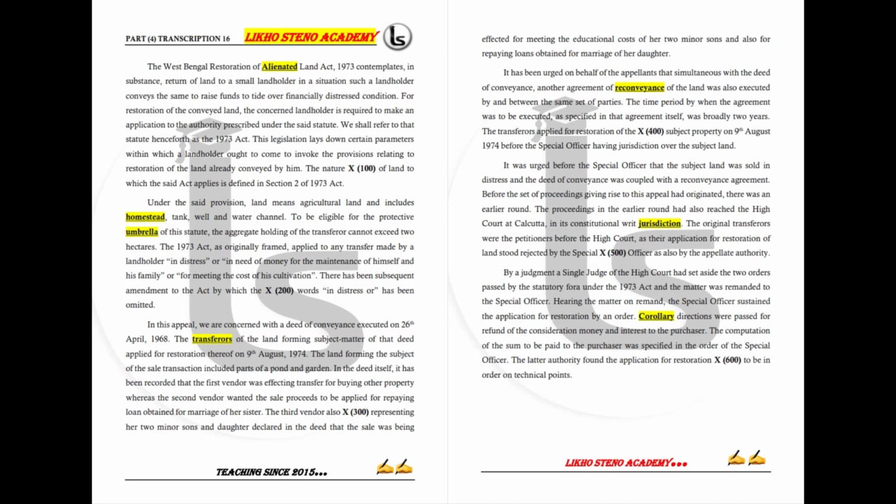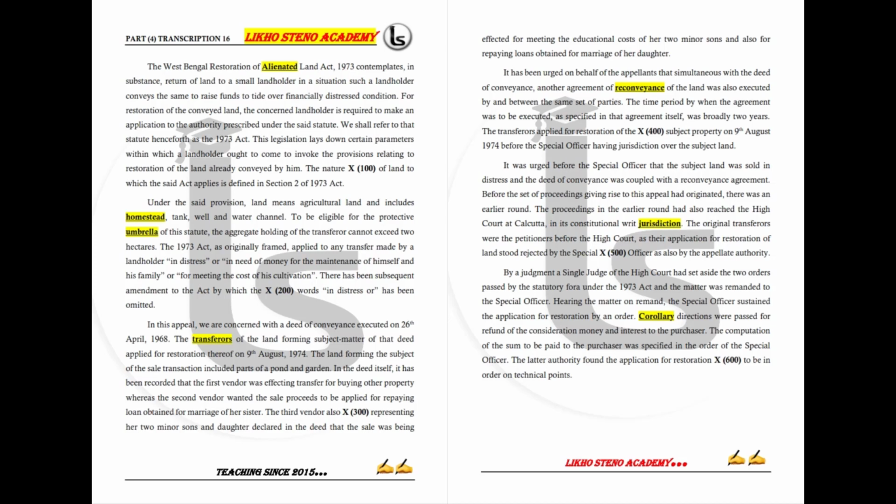The land forming the subject of the sale transaction included parts of a pond and garden. In the deed itself, it has been recorded that the first vendor was effecting transfer for buying other property, whereas the second vendor wanted the sale proceeds to be applied for repaying loan obtained for marriage of her sister. The third vendor also, representing her 2 minor sons and daughter, declared in the deed that the sale was being effected for meeting the educational costs of her 2 minor sons and also for repaying loans obtained for marriage of her daughter.